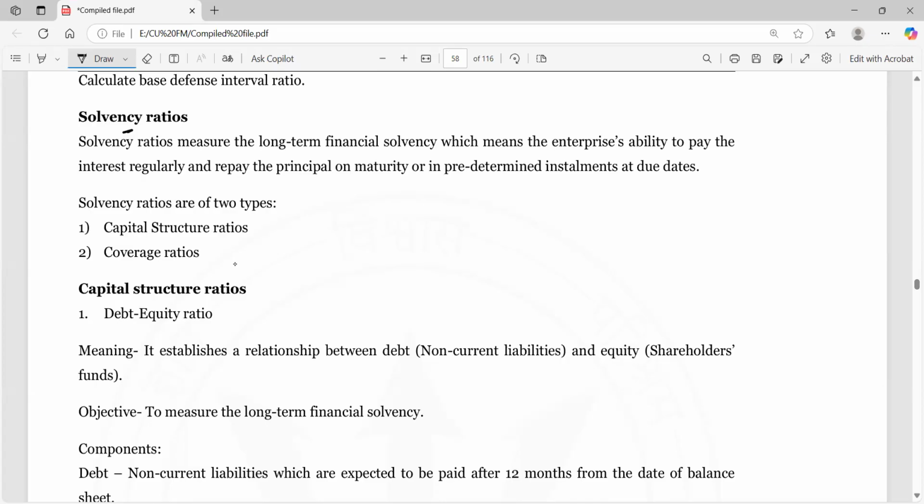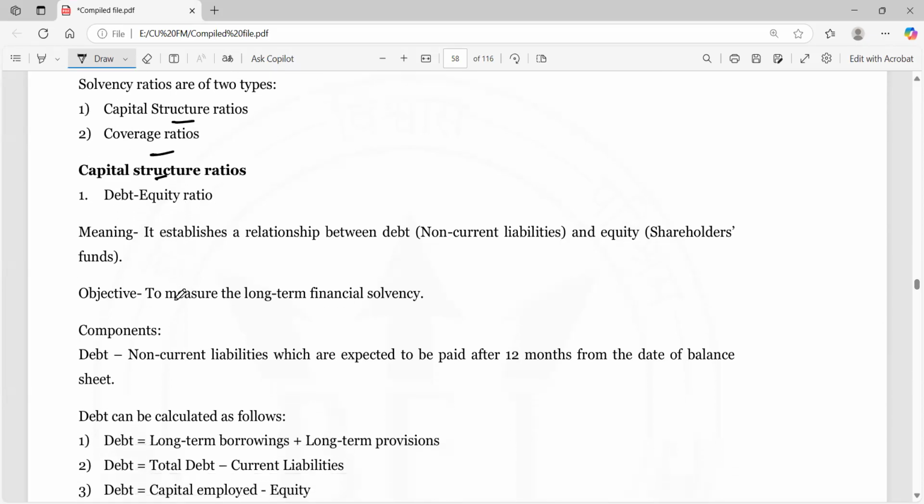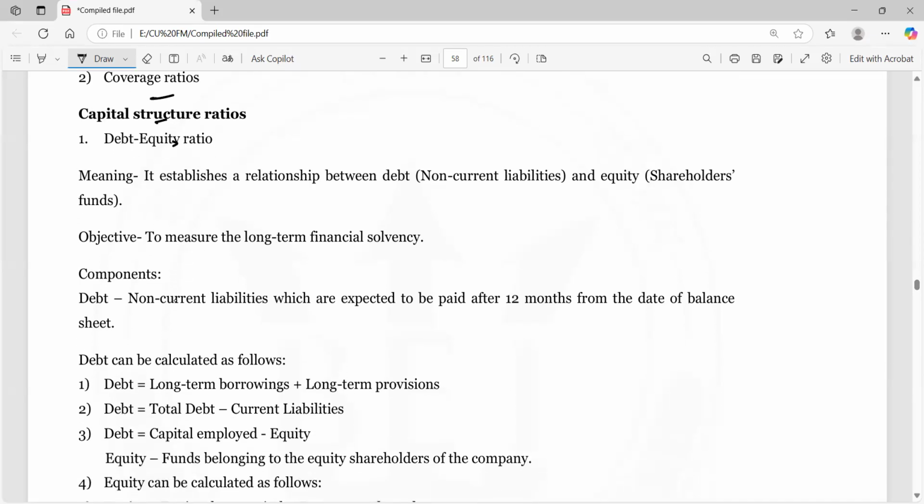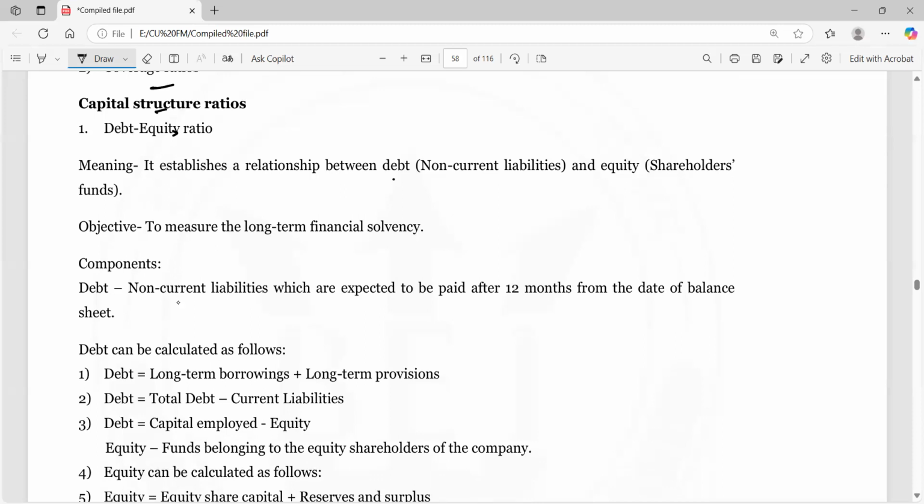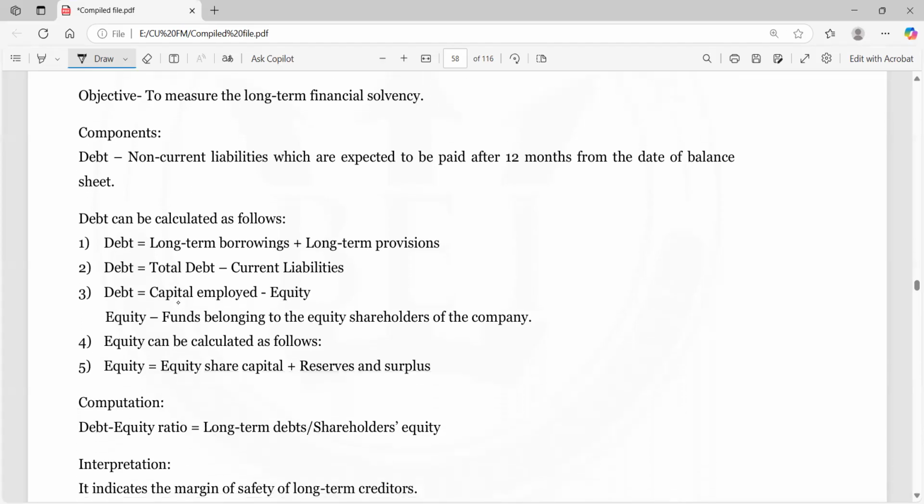Right? Solvency ratio can be broadly classified into capital structure ratios and coverage ratios. So first, let's start with capital structure ratios. Listen, for all the capital structure ratios, the interpretation is almost the same, right? So first, debt equity ratio. It establishes a relationship between debt and equity shareholders' fund. So here, what is important is that the formula for calculating debt and equity depends upon the information available in the question. So these are all the different formulas that can be used for calculating debt and equity, right?